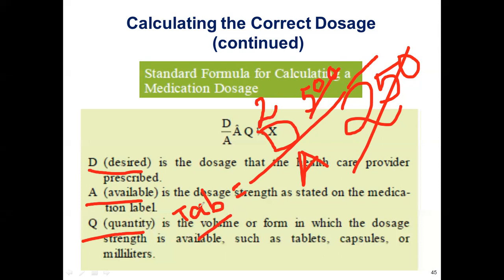The number of tablets, or quantity of tablets, equals the doctor's order or desired dose divided by the medication in our hand, the medication the pharmacist provided.